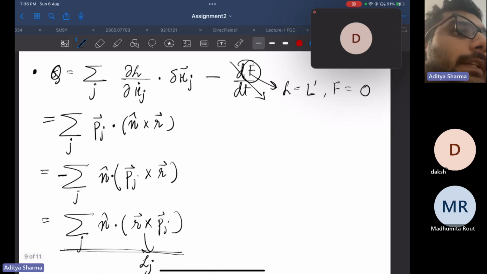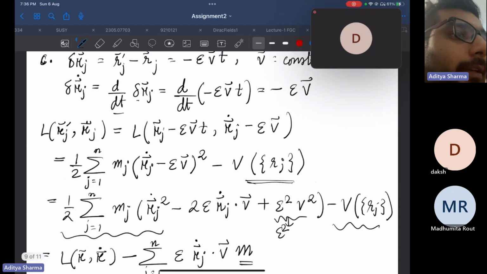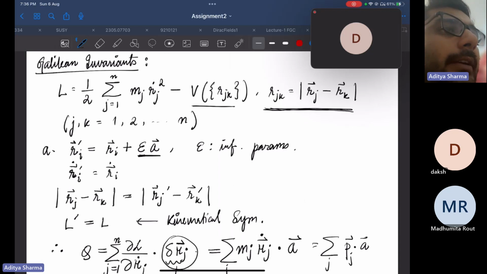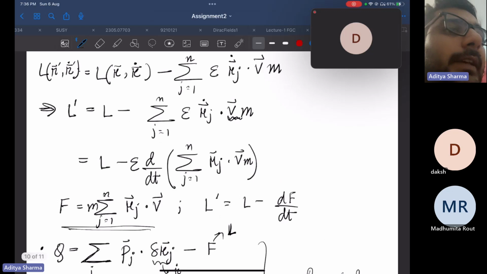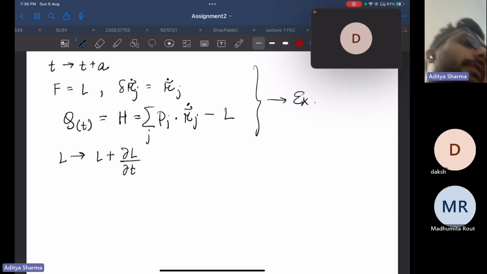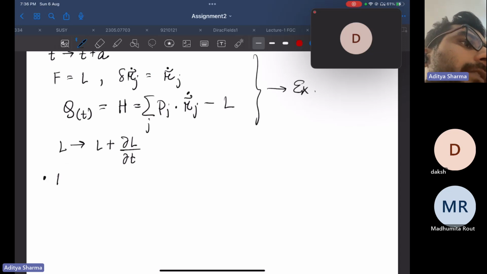You do the explicit change of time as we have done here in this case. What you have to do is take L and think that R_j is a function of time. Do the time translation, say epsilon A, and in first order, show that the Lagrangian changes as Lagrangian plus dL by dt. This will be the new Lagrangian. You can show this.